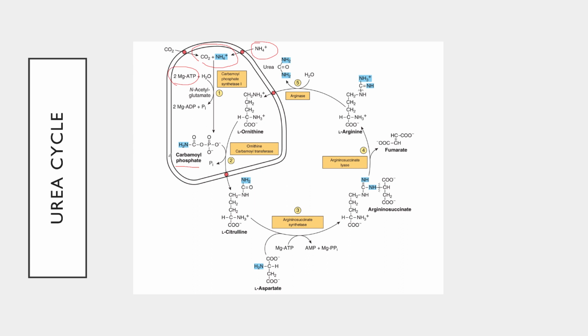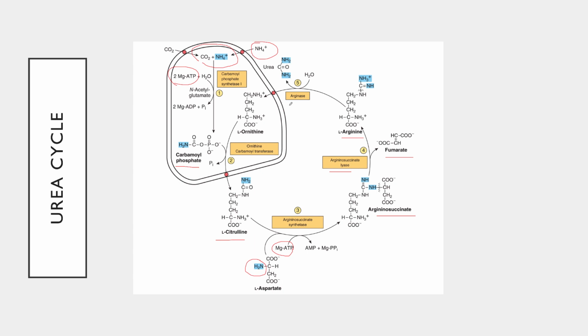So from here, carbamyl phosphate condenses with ornithine and is shuttled out of the mitochondria as citrulline. From here, we'll add our second amino group from aspartate in a reaction with arginosuccinate synthase. Again, this also requires ATP to synthesize arginosuccinate. Arginosuccinate is then cleaved into fumarate and arginine by arginosuccinate lyase. You'll note that arginine is a non-essential amino acid as it is synthesized in the urea cycle.